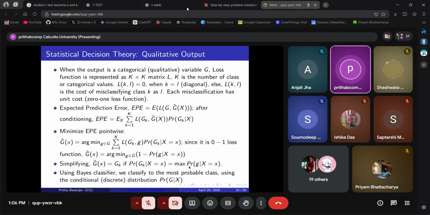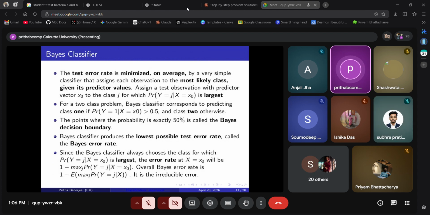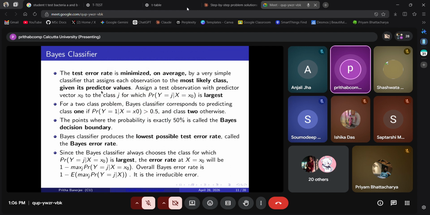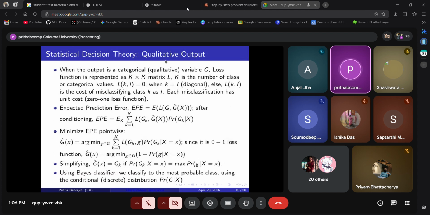Let's look at this Bayes classifier a little bit. I don't have the slides, so I will start writing it. But let's look at some of the properties of this Bayes classifier. In the Bayes classifier, we can prove that the test error rate is minimized on average, meaning that this expected prediction error is minimum in the case of the Bayes classifier.